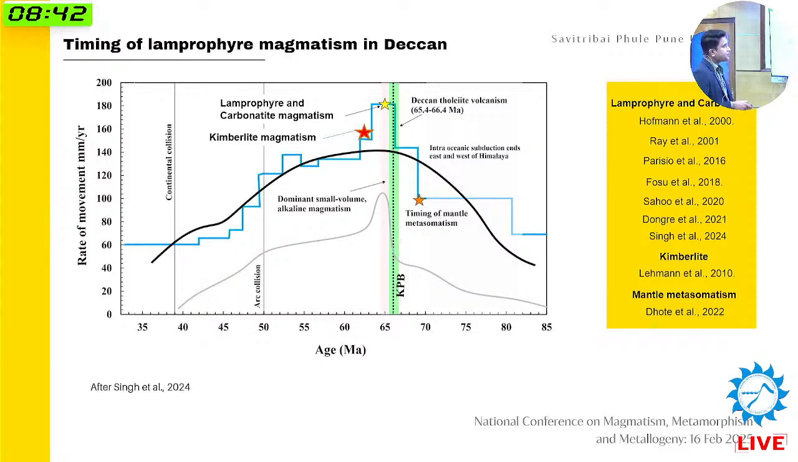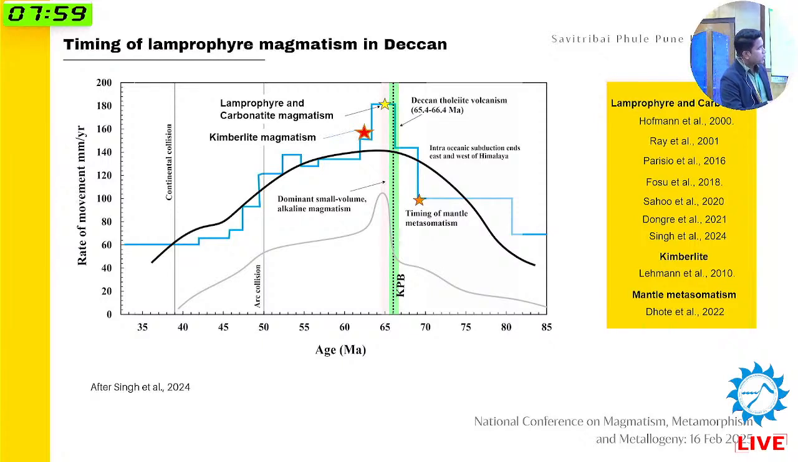In this graph, we have the rate of convergence between India and Eurasia, given in the blue line, and the computed rate of convergence in the black line. The green strip indicates the eruption of the bulk of the tholeiitic magmatism during Deccan times. And the pink line indicates the eruption of lamprophyres in the Deccan. We only took into account the high precision ages given in these references. So it indicates the lamprophyres erupted actually after the main Deccan basalt event.